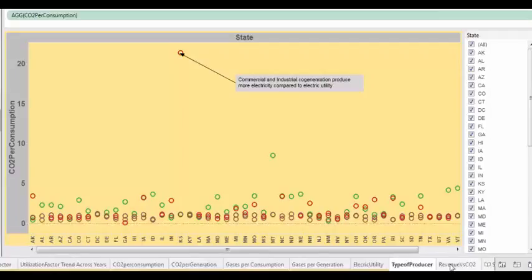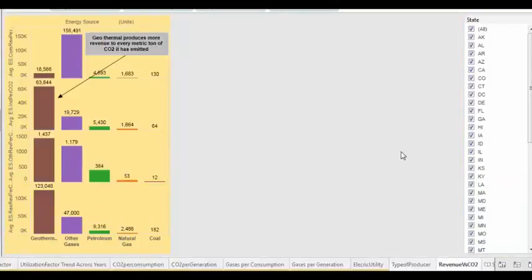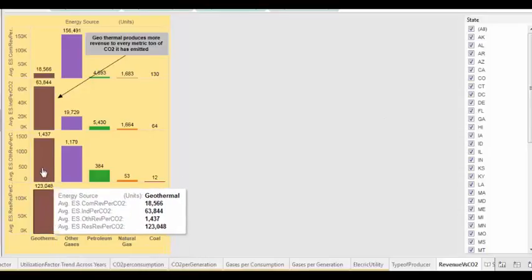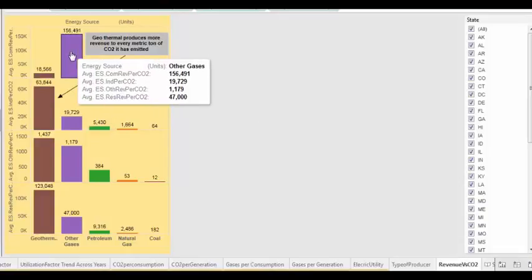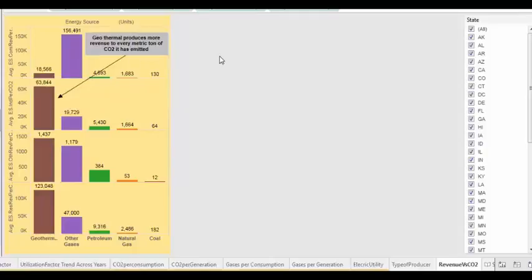We now try to get the relation between the revenue generated from various sectors when 1 metric ton of CO2 gas is emitted. From this graph, we can clearly see that geothermal is producing more revenue per CO2 emission, which means that it has generated more revenue with low emission of CO2 gases. In the commercial sector alone, other gases produce more revenue per CO2 emission. Thus we can conclude that geothermal source of energy emerged as a winner among generating more revenue with low emission of CO2 gases.